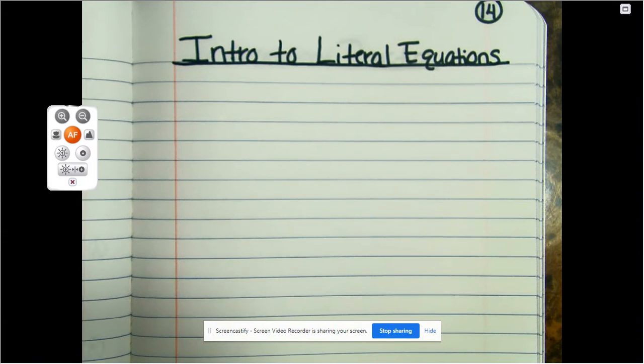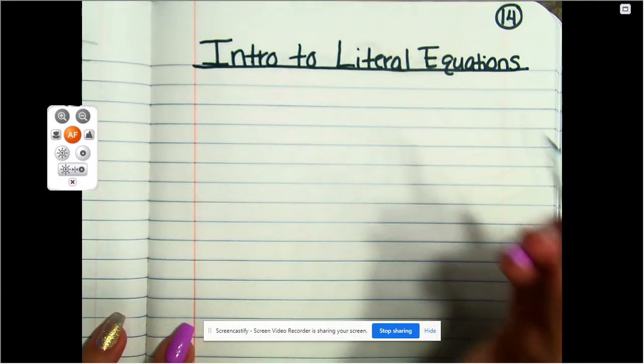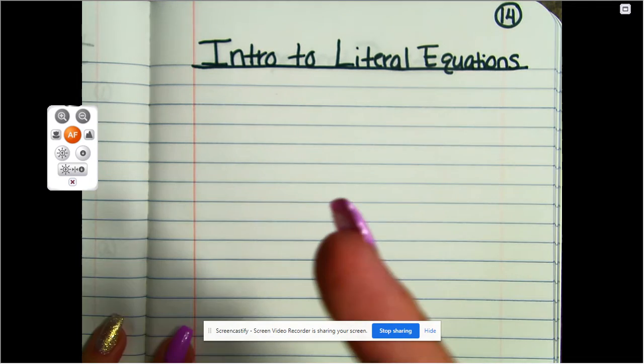In this video, we are doing an intro to literal equations. So wait, numbers are going to start disappearing from our equations, and we're literally about to be solving equations with just letters. But we're going to take some baby steps into it first, okay? So we have two pre-examples.